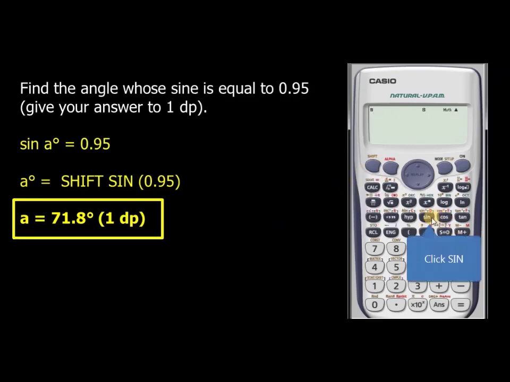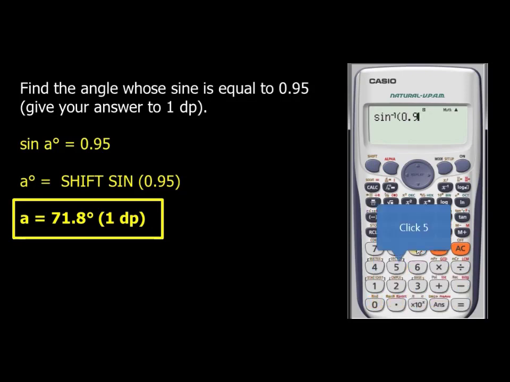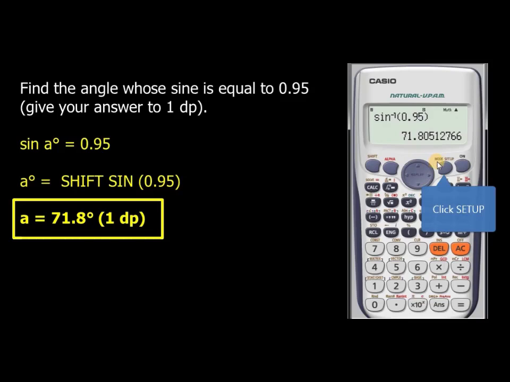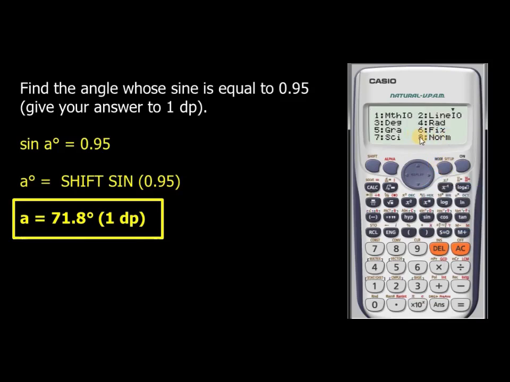On a calculator, this is what we do. Shift sine 0.95 close bracket equal. This is the full answer. We only want 1 decimal place, so we must go shift, set up, fix, and then fix to 1 decimal place, that's 1, and the answer on the calculator is 71.8.